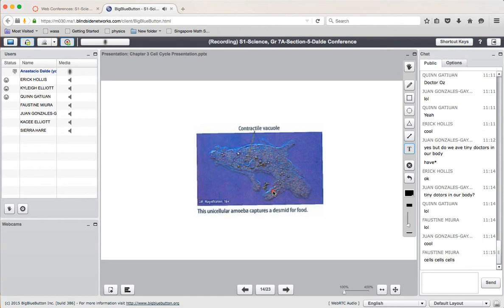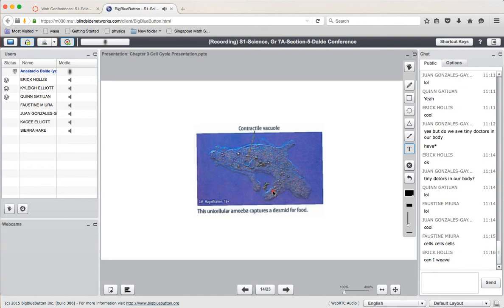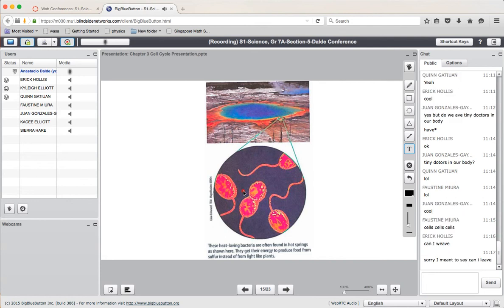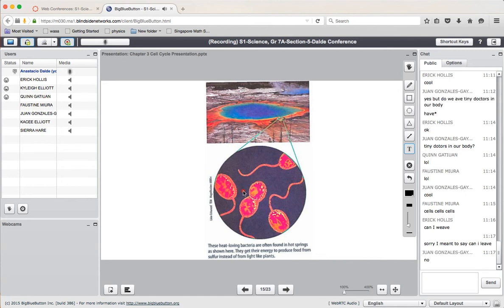Here's a really cool one that I really like. This prokaryotic cell right here lives in some pretty radical environments. This one is a heat-loving bacteria that's found in the hot springs. What it actually does is it feeds on sulfur, as opposed to light, which is what most plants feed on.